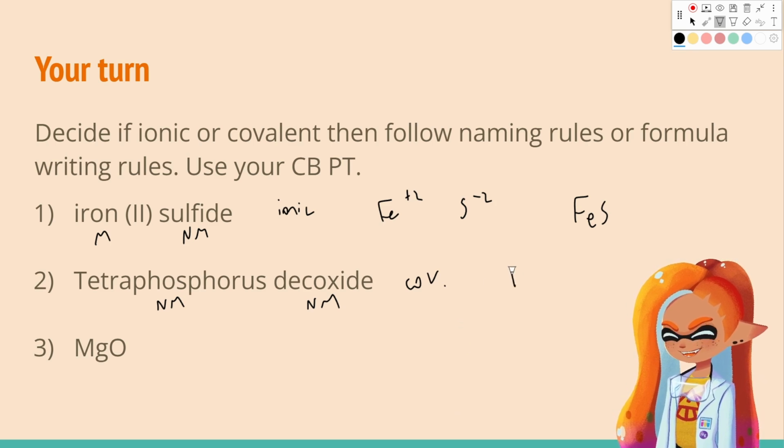So phosphorus is the letter P. Tetra corresponds to 4. And then oxygen is O. And then deca is the prefix corresponding to 10.